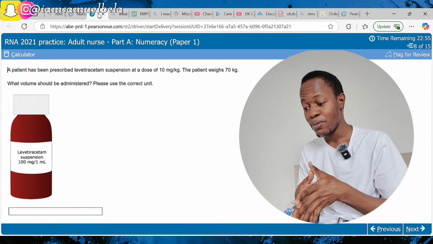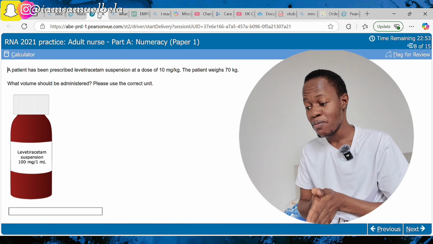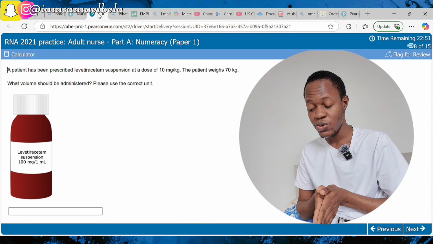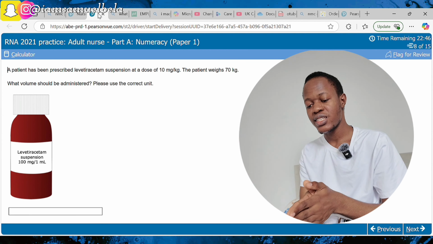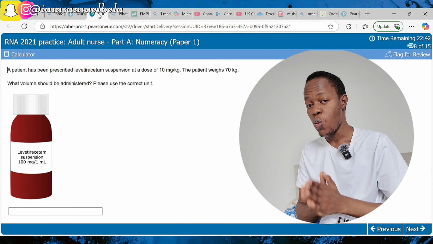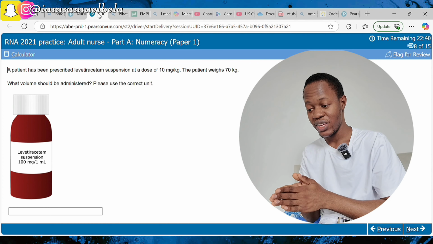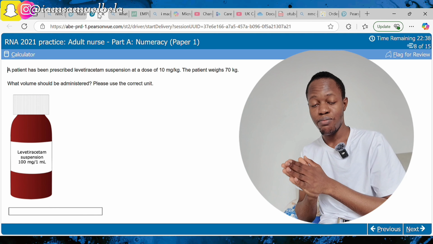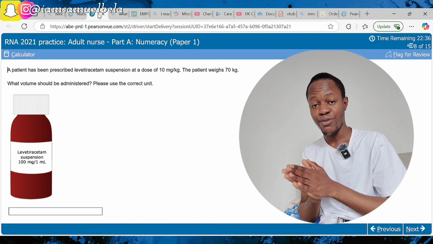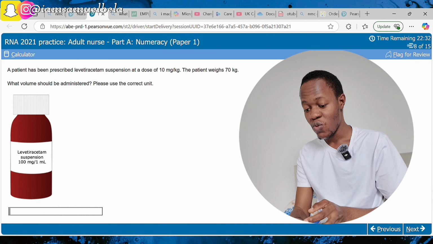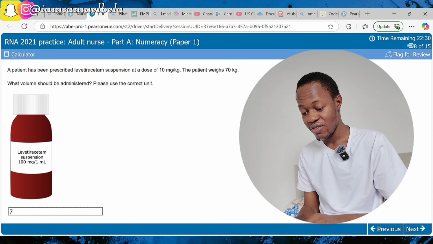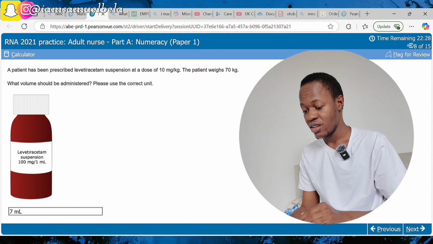That means the person is having 10 milligram per kg. That's 10 times 70, which gives us 700 milligram. So this suspension comes in 100 milligram per 1 mil, and we have to give the patient 700 milligram. So how many mil are we giving? It's simply 1 times 7, which is 7 milliliters.